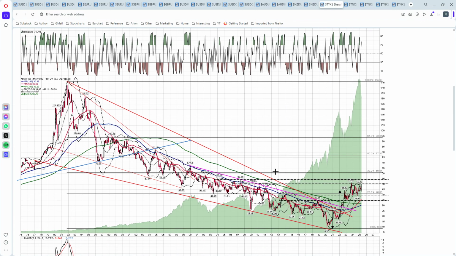All right, TYX, I had drawn in a potential inverted. I'll just show you those actually. So I'll be doing those on a post tonight. But bear with me a moment.